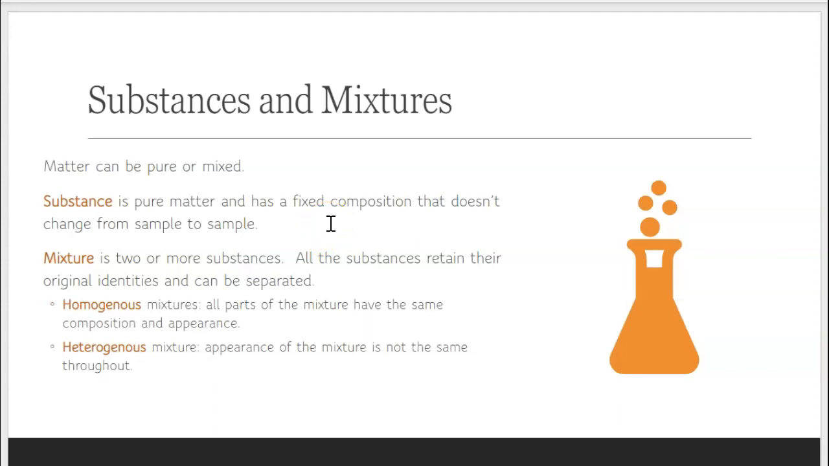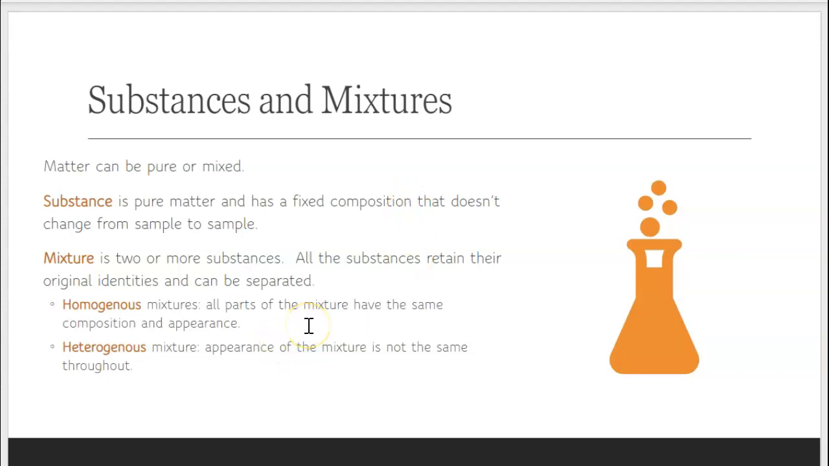A mixture is when you have two or more substances and all the substances retain their original identities and can be separated. So I always think of a mixture like trail mix, right? You've got peanuts, you've got M&Ms, you've got pieces of pretzels in there. All of those different things, the peanut, the M&M, the pretzel, they're substances, they're pure matter, but we can throw them all into a bowl, mix them all up, and we have trail mix. But if we wanted to, we can separate out each of the peanuts, the M&Ms, and the pretzels if needed.